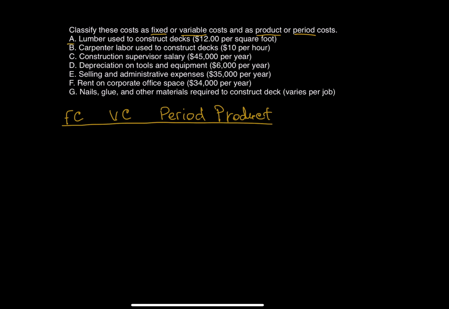Lumber used to construct decks, $12 per square foot. And from the course material, you already know what we're talking about, and let me just draw a graph right here. So we're going to imagine this is our output, or the volume of production, or whatever output we might have, and this is the cost. And it says it's $12 per square foot, and let's say that this is one square foot, this is the second, and then we have the 3, 4, and so on.